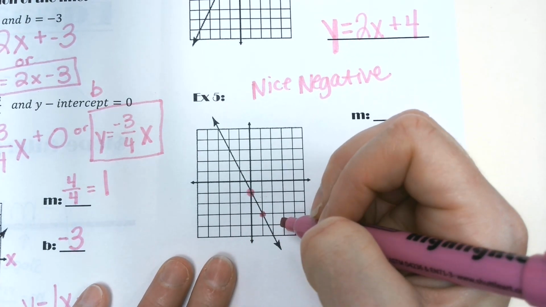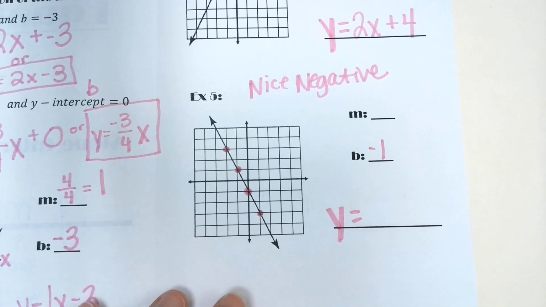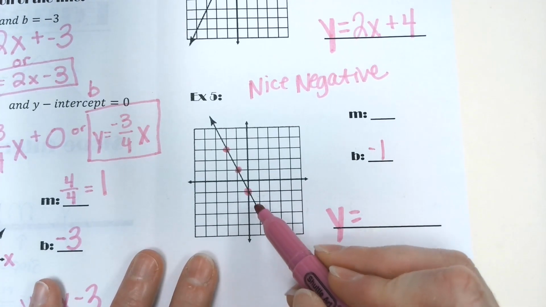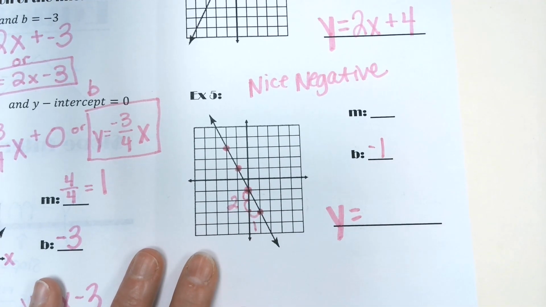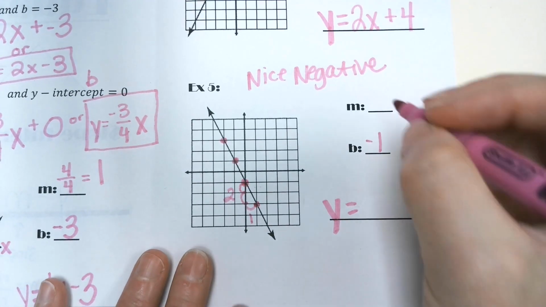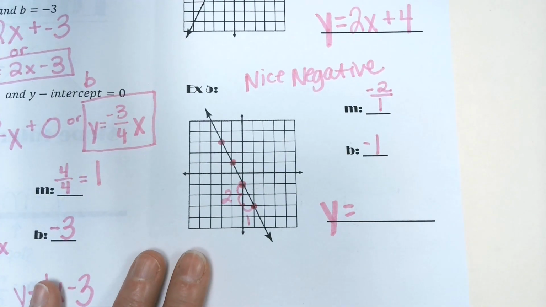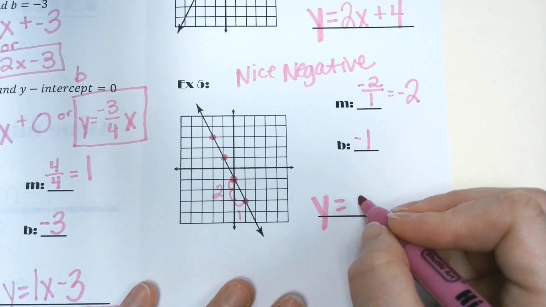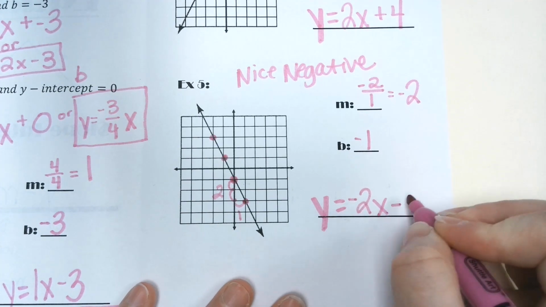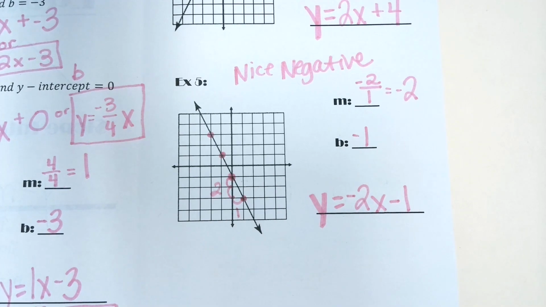right? Here's a perfect point. Here's a perfect point. So you decide which two to go from and to. I'm just going to pick these two. So notice how we go down 2 and right 1. So it'd be a negative rise over 1. -2 over 1, which equals -2. So then our equation is mx plus b, so -2x minus 1. You can go ahead and glue that in and work on any assignments that you're missing for me.